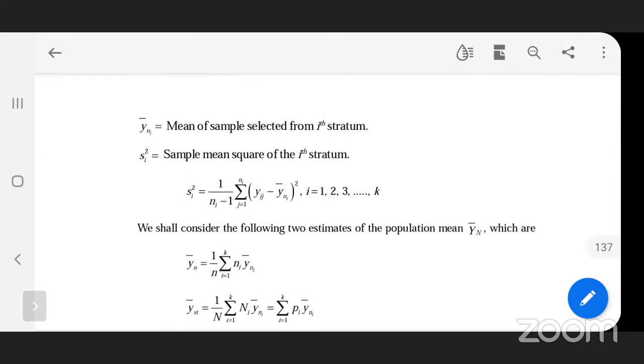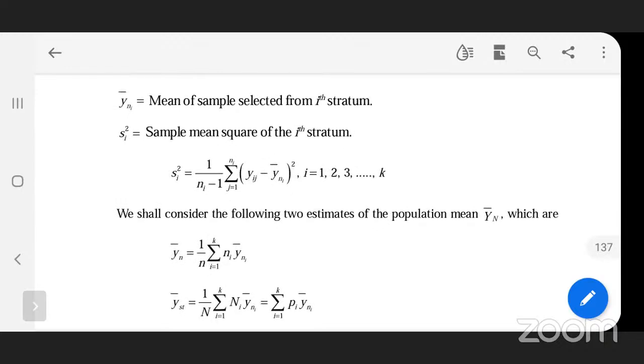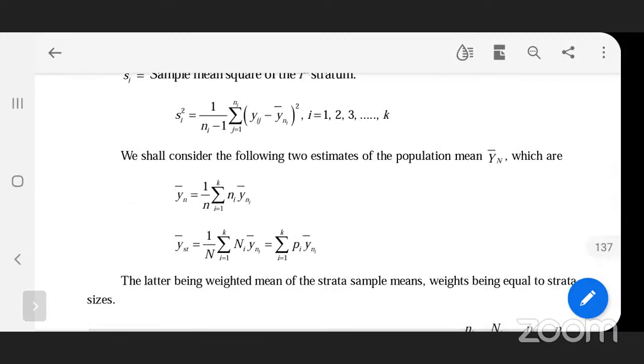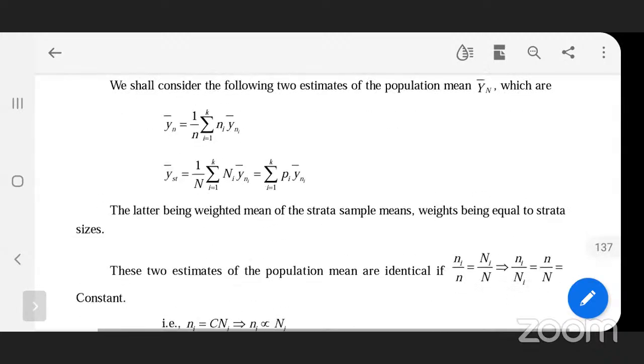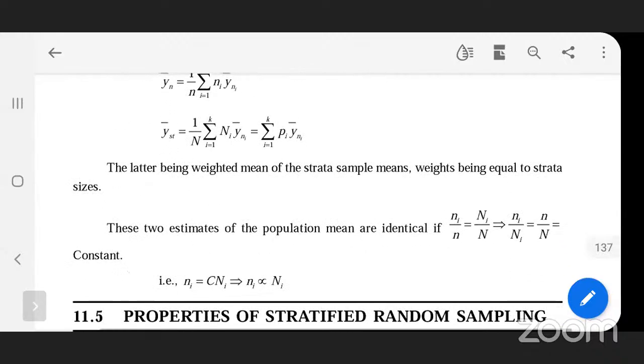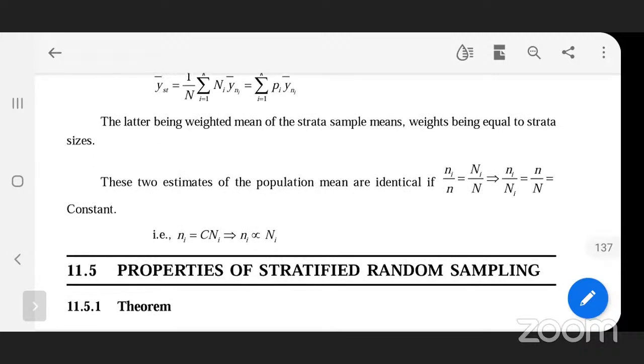If I take the summation i equal to 1 to K, Ni into ȳi by n, so that ȳst equal to 1 by n into summation ni ȳi. So we can go for the latter being the weighted mean of the strata sample means, the weights being equal to the strata sizes. So that ni by capital N equal to n by capital N, that implies ni by capital Ni equal to n by capital N. So the constant is ni equal to c into capital Ni.